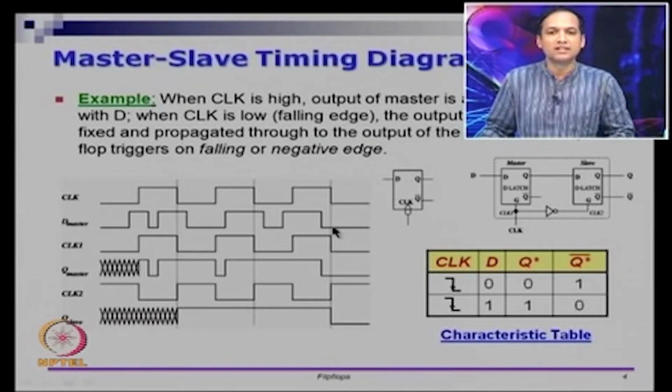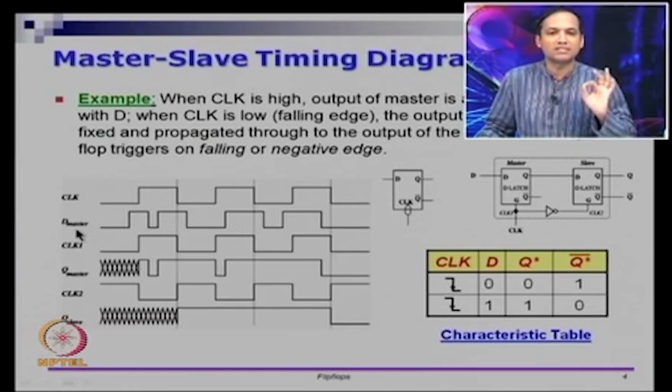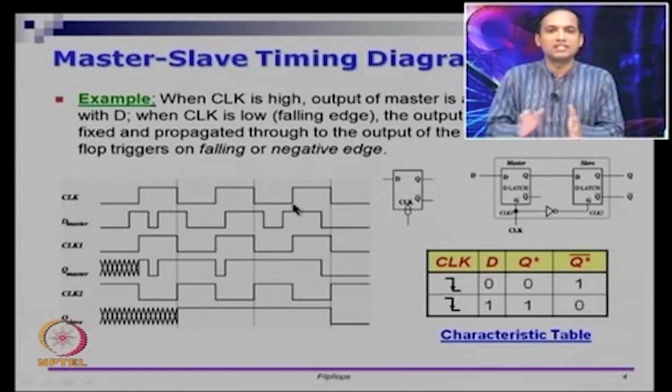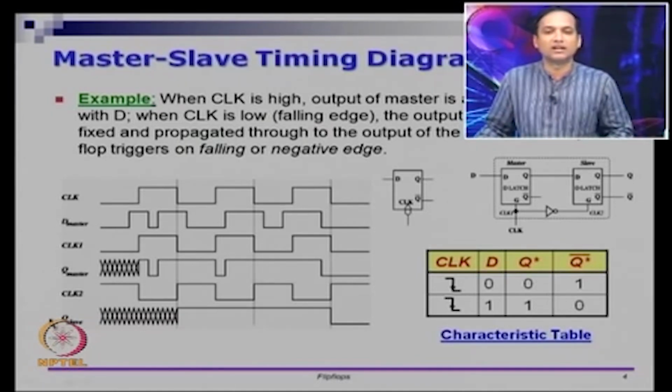When that happens, D is 0, and when D is 0, Q of the slave is 0. You can see that Q slave, or Q of the D flip flop, is actually following D master, only that it is not following the signal waveform blindly. It is sampling D master whenever there is a negative edge. So this clock, in some sense, is our triggering signal, and at this triggering signal we are going to come and capture the values.